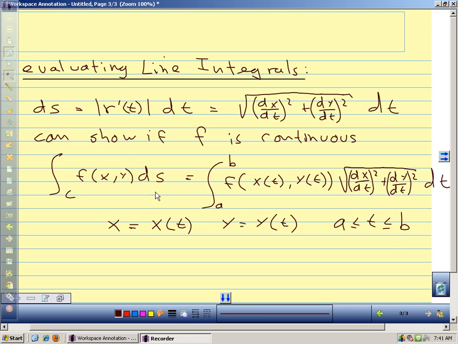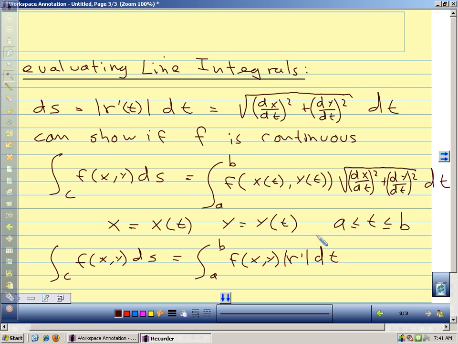And we can write this in a little shorter notation. We can say that the line integral of f of x, y ds is the integral from a to b of f of x, y times the magnitude of r prime dt. So this gives us a way to evaluate our line integrals.